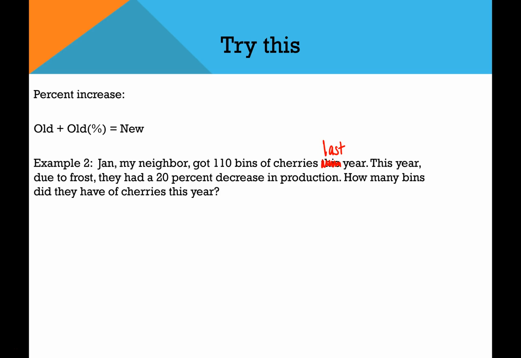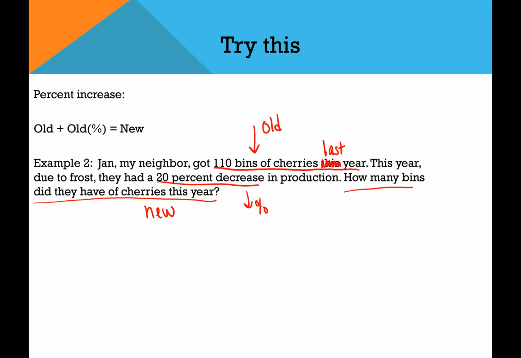Let's restate it. Jan, my neighbor, got 110 bins of cherries last year. This year, due to frost, they had a 20% decrease in production. How many bins did they have of cherries this year? Okay, so this is asking how many bins of cherries did they have this year. This year, that's the new value. And last year, that is the old value. And then obviously we've got 20%.